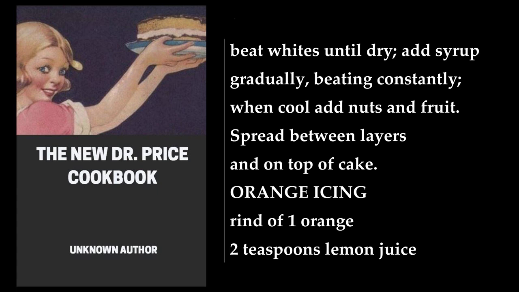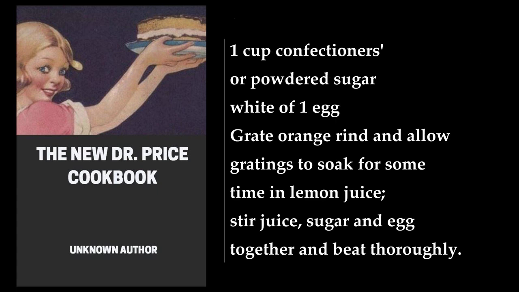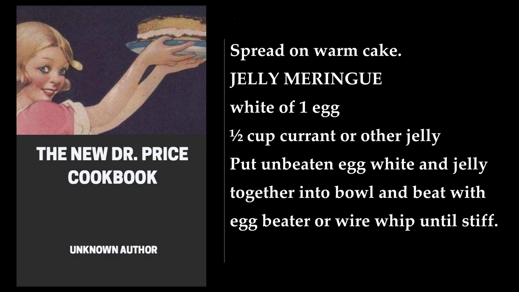Orange icing. Rind of 1 orange. 2 teaspoons lemon juice. 1 cup confectioner's or powdered sugar. White of 1 egg. Grate orange rind and allow gratings to soak for some time in lemon juice. Stir juice, sugar and egg together and beat thoroughly. Spread on warm cake.